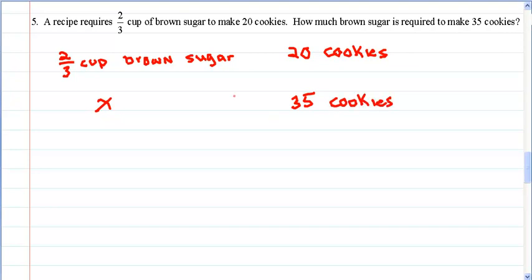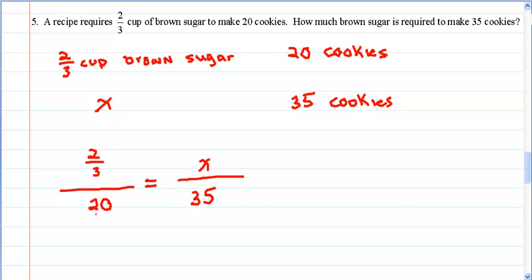So my proportion will start out with the amount of brown sugar for 20 cookies. So it's 2/3 a cup for 20 cookies. So this may look more complicated because you have a fraction within a fraction, but I'm going to solve it the same way. 2/3 is the numerator, which represents the amount of brown sugar for 20 cookies. So x has to be the numerator for the second fraction because it represents the brown sugar for 35 cookies.